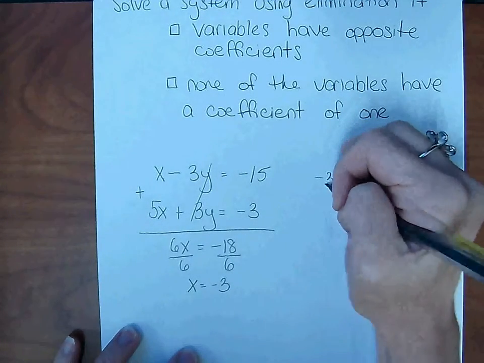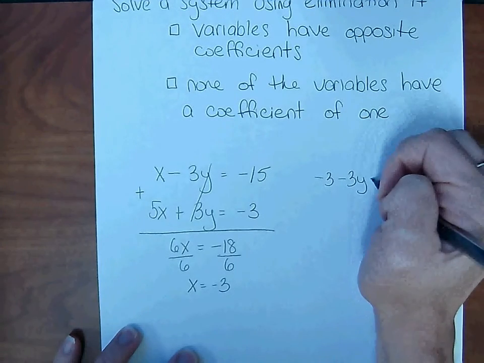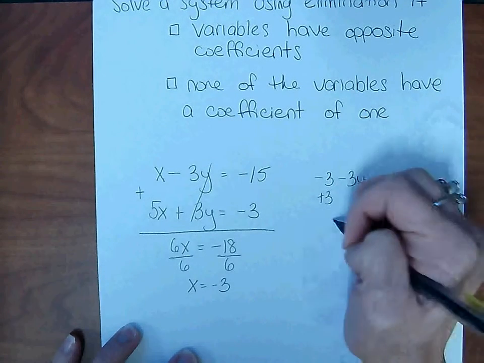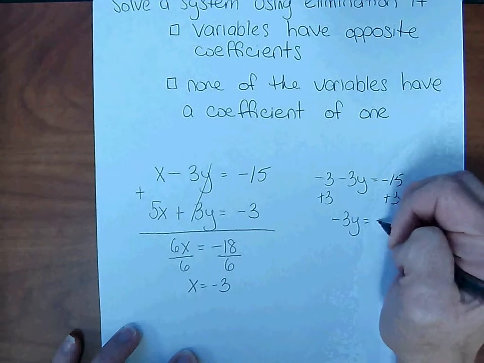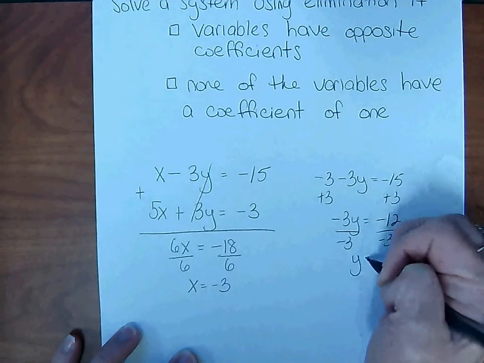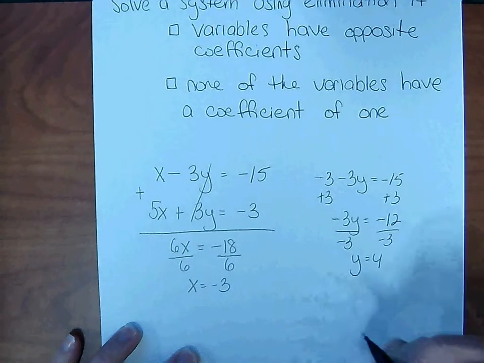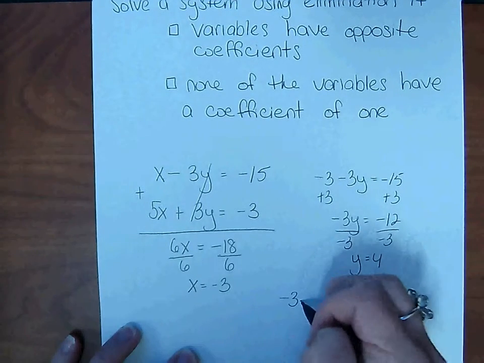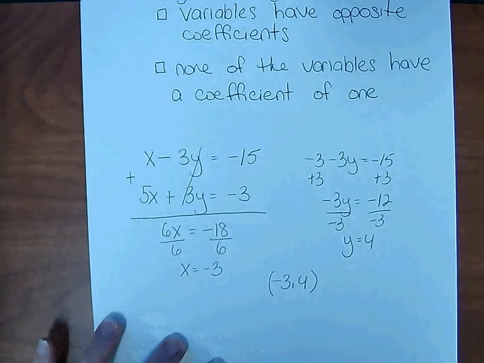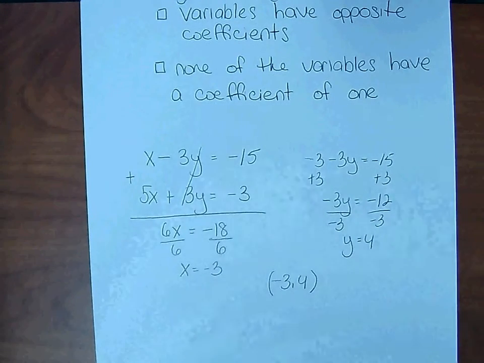So negative 3 minus 3y equals negative 15. Add 3 to both sides. Negative 3y equals negative 12. Divide both sides by negative 3, and y is 4. So the solution to this system is negative 3, 4. And if this was graphed, it would be intersecting lines at the point negative 3, 4.